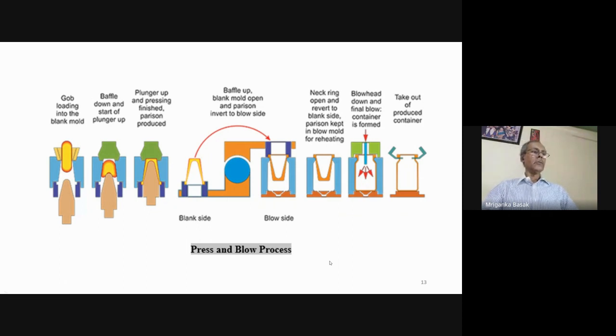Press and blow process. Here also, there is a blank side and the blow side. In the blank side, it is a wide mouth bottle. In the blow and blow process, I have told you that it is a narrow neck bottle. In a wide mouth bottle, instead of air, the neck formation and the parison formation take place through movement of a plunger. It is not the air. That is the only difference between the blow and blow process and the press and blow process.